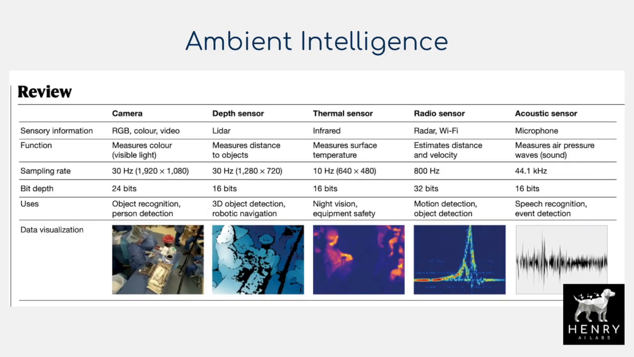This image showcases different sensors that could be planted in the hospitals to collect more data and train more deep neural networks to perform different kinds of tasks, highlighted in this column, this row as uses. So we have the camera, the depth sensor, thermal sensors, radio sensors, and acoustic sensors that can be used to collect more information for downstream tasks like equipment safety or event detection.